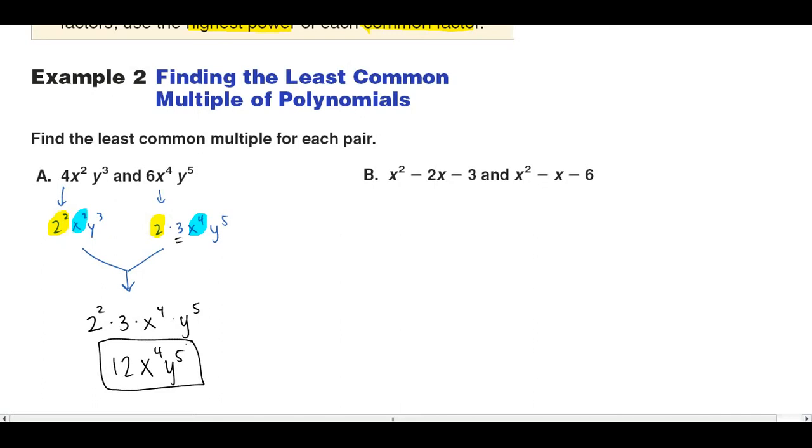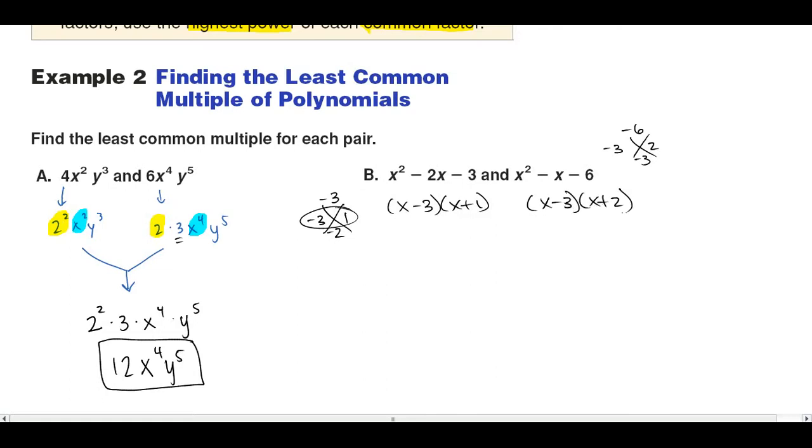Again, I'm going to factor over here on B. So what two things multiply to negative 3 that add up to negative 2? I'm thinking that's negative 3 and 1. So we have x minus 3 and x plus 1 as our factors for the first one. The second guy, he looks like what two things multiply to negative 6 that add up to negative 1? So that looks like negative 3 and positive 2 to me. So x minus 3 and x plus 2.